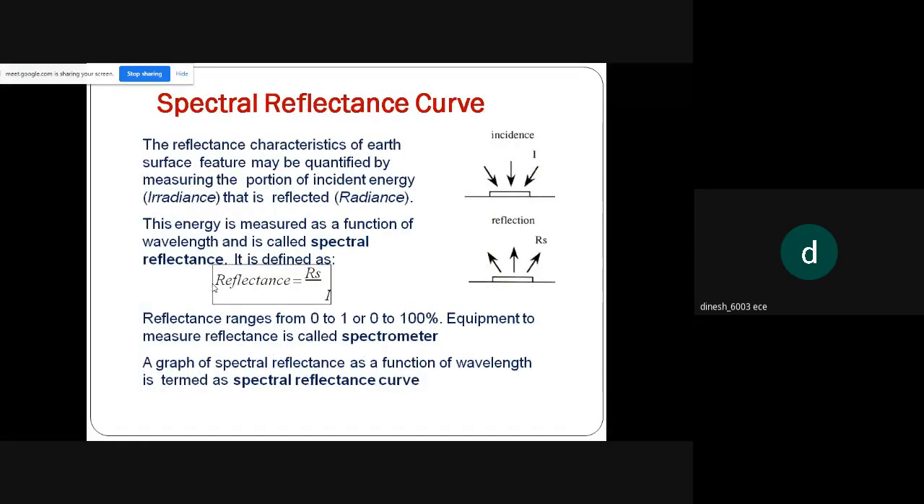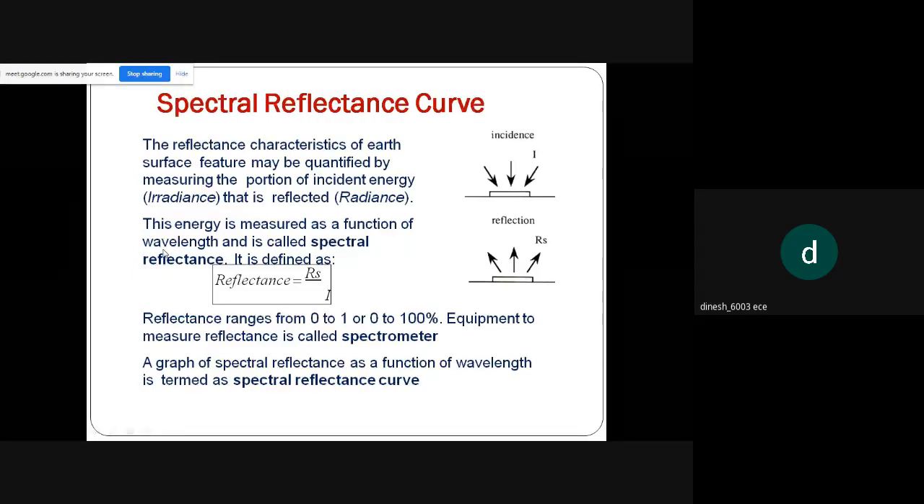You can see the spectral reflectance curve. So already we have defined the reflectance, spectral reflectance. Let us see this spectral reflectance curve. You can see in diagram one, all the waves that have been falling on the object is incident I. It is reflected back from the surface, given as RS. So the ratio between RS and I gives your reflectance.